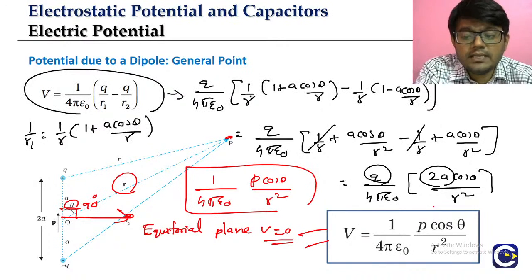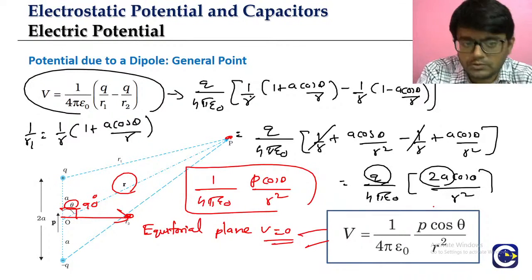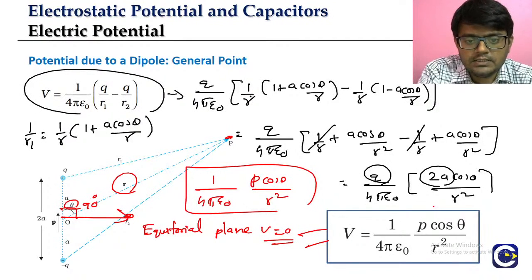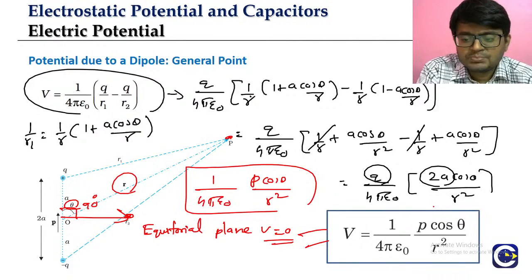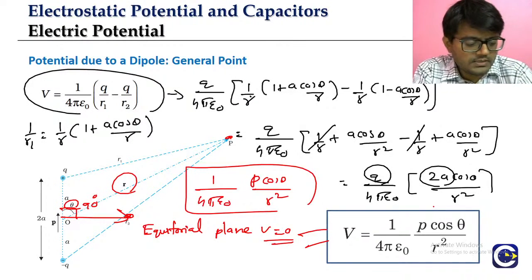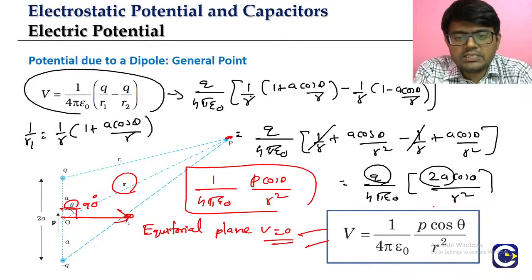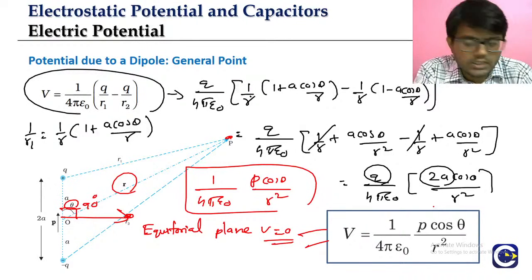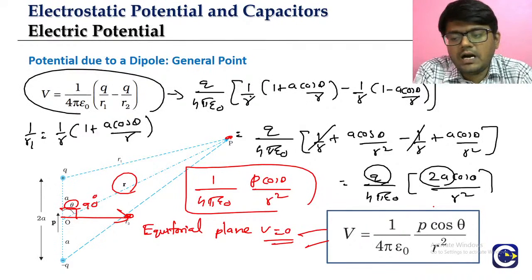So whatever results we had before, we can verify them by using the general formula. This general formula is for a short dipole, not a regular dipole. For a short dipole, the length of the dipole is taken to be very small in comparison to the distance of the points. So the potential at a general point due to the short dipole is 1 by 4 pi epsilon naught P cos theta by r square.